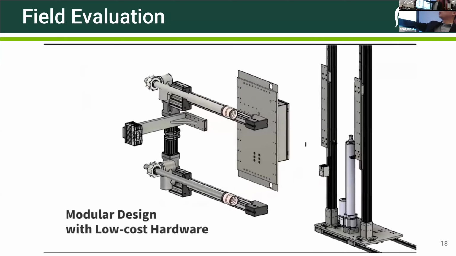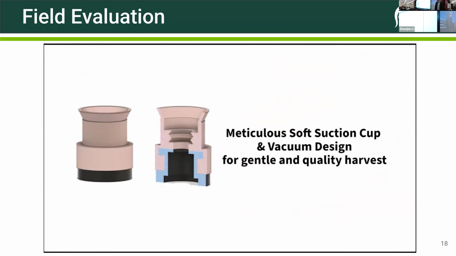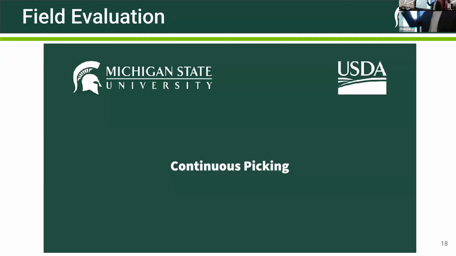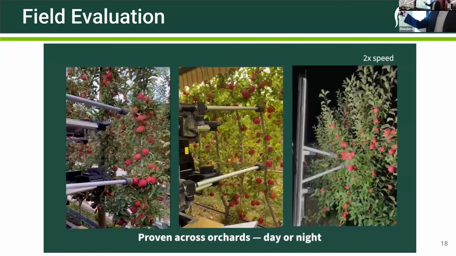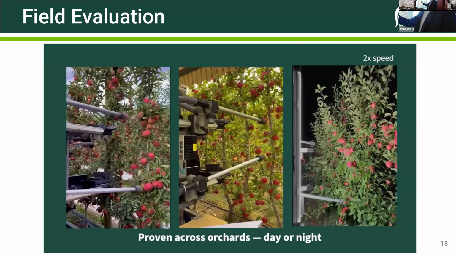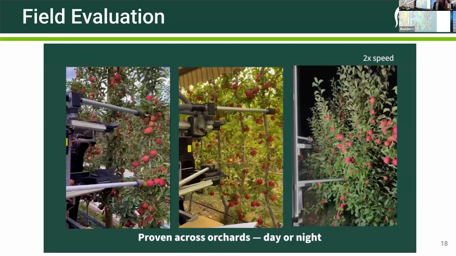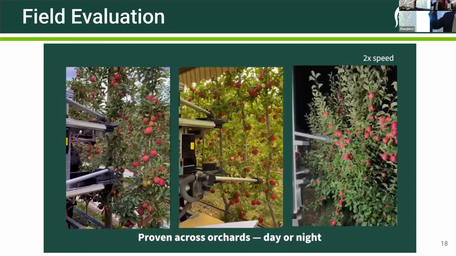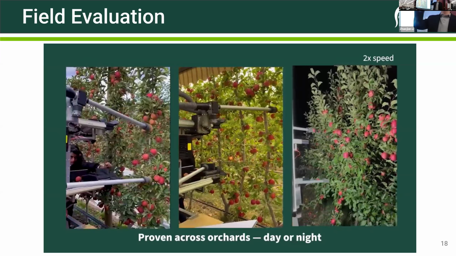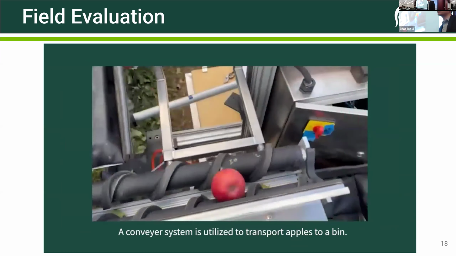And this is our modular hardware design. So it's quite simple but effective, and we use a vacuum. So we did a vacuum design and a soft-suction design. So those are a few clips of the robot working in real orchard conditions. As you can see, the robot can work across different orchard conditions, day and night, okay? So the robot works really well at night because it's actually easier, as we just use artificial lighting, okay, to control. And this is the fruit handling system.